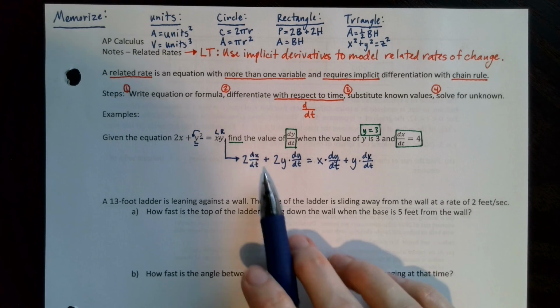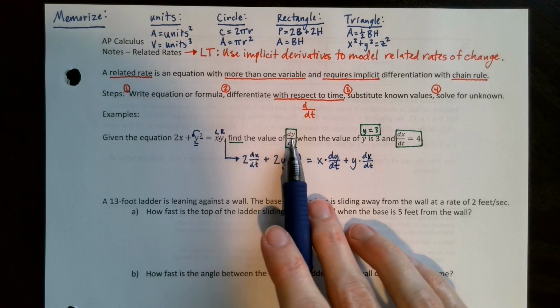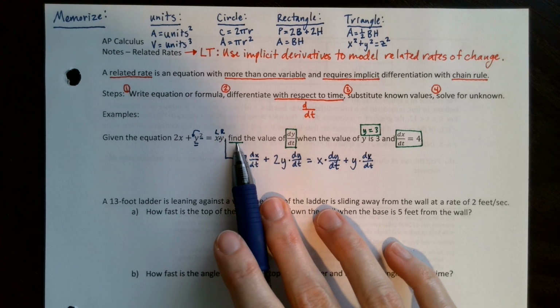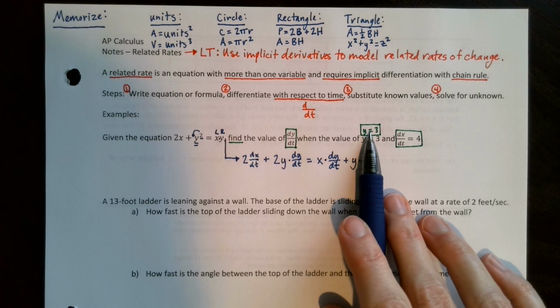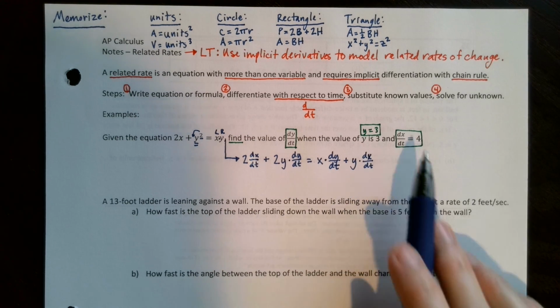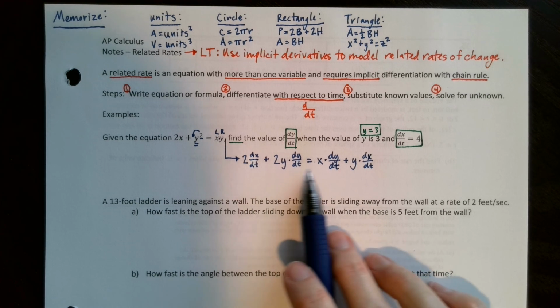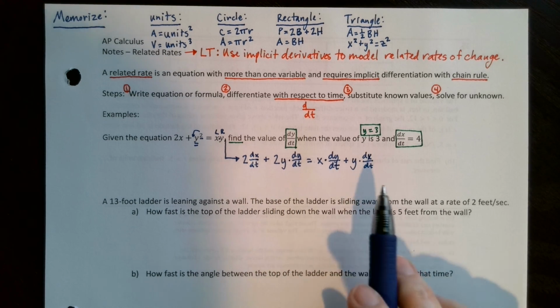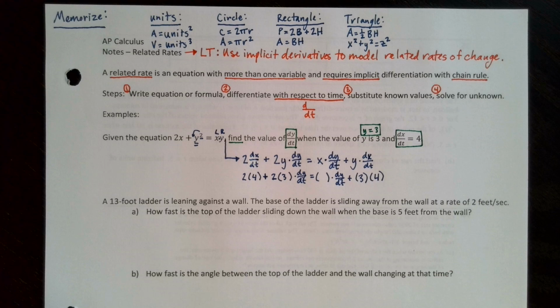At this point, I could do a bunch of algebra and try to get dy/dt isolated because that's what I'm trying to find. But it's easier if you plug in the values, substitute the values that we know, because it creates an equation with a lot fewer variables. So let's do that in our next step.